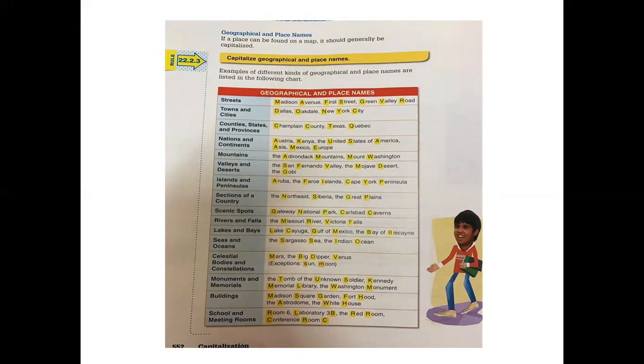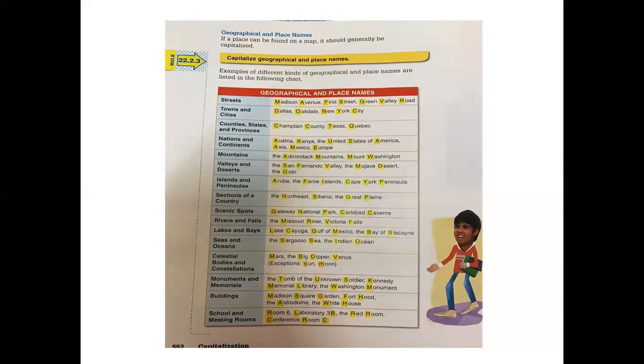And we also capitalize monuments and memorials like the Tomb of the Unknown Soldier, Kennedy Memorial Library, so all the monuments of the past and present. Buildings, names of buildings and schools and meeting rooms, for example, Room 6, Laboratory 3B, the Red Room, the Conference Room, etc. So let's go through the examples. We can just read a few of them to understand how each proper noun is capitalized.